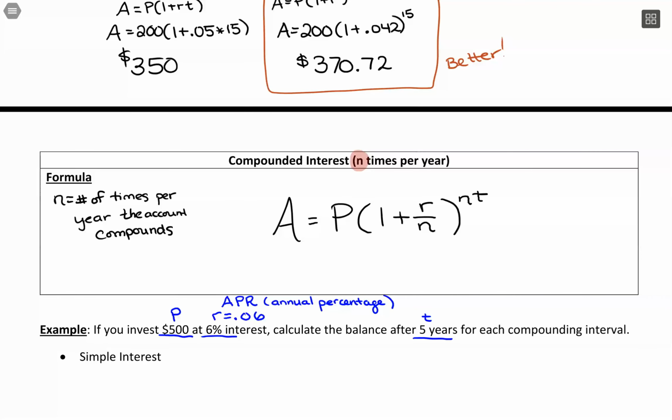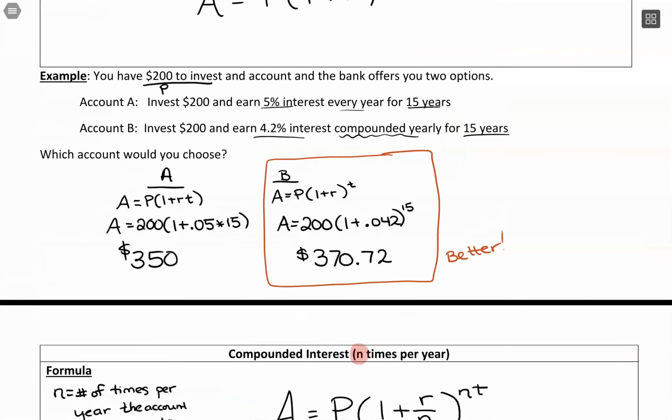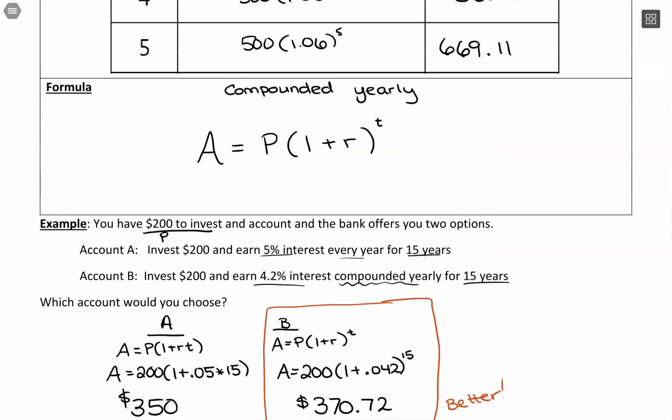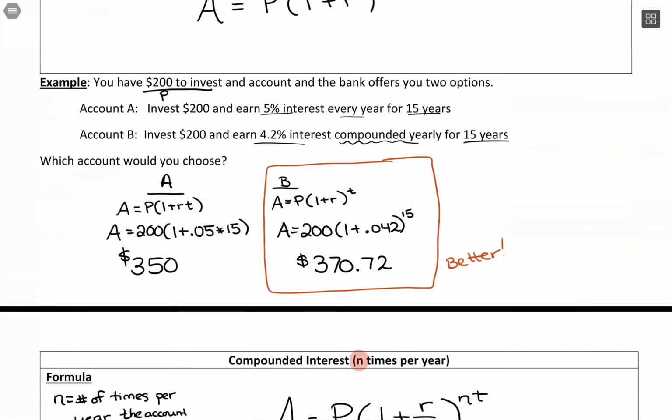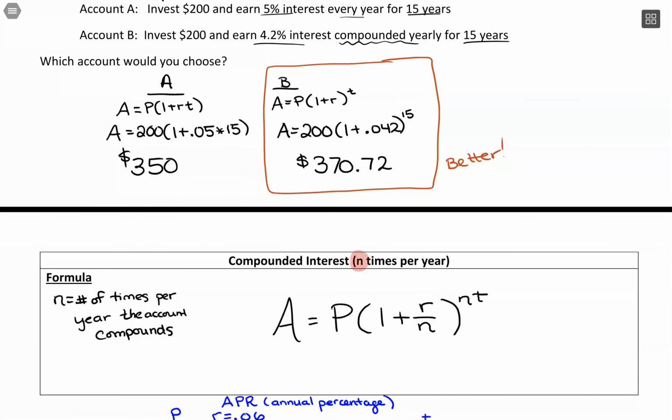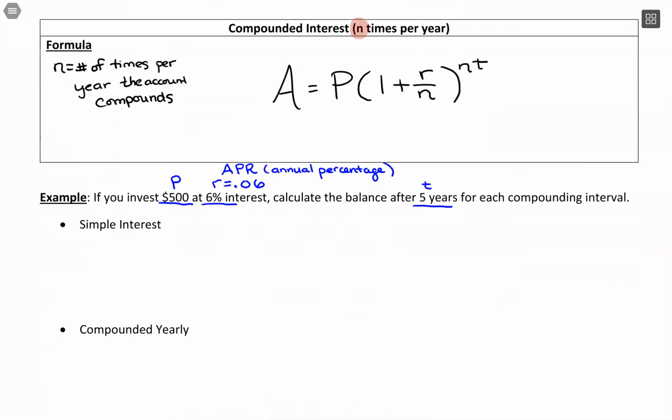This formula right here is actually the same formula as here. It's just that when you're compounding yearly, n is equal to 1 because it's once per year. So by having a denominator of 1 here, it would just turn into r, and having a value of 1 there would turn the exponent to t, and it becomes that exact formula that we see up above.